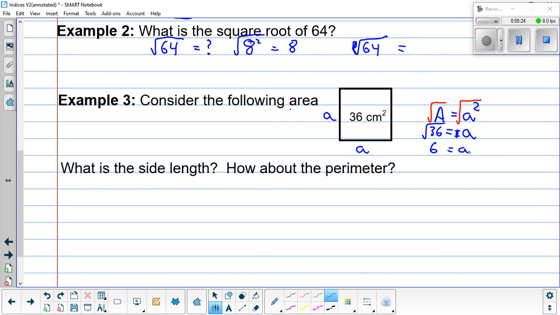Some of you might say, I just knew that it was 6 right away. I didn't have to do the square root. That's completely fine. This is just some easy applications of why we need to know square roots. So if we know that we have 6 centimeters for our side length, then the perimeter for a square is just 4a, right? It's a plus a plus a plus a. So that means we have 24, because we have 4 times our 6 centimeters, which is 24 centimeters.